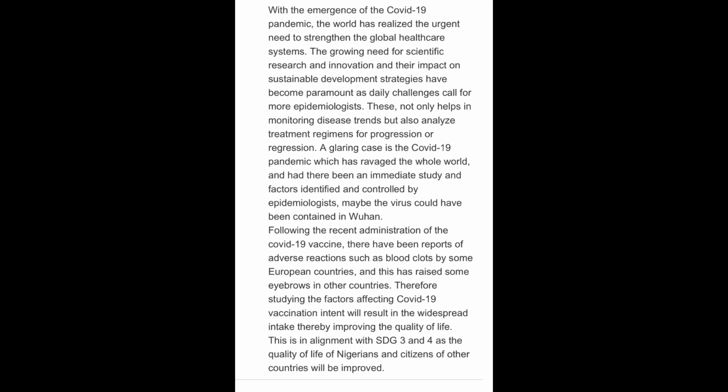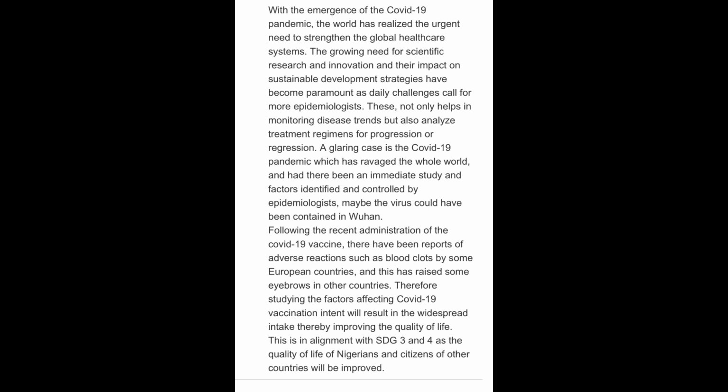If you read my first paragraph here, I have said, with the emergence of the COVID-19 pandemic, the world has realized the urgent need to strengthen the global healthcare systems. Now, what you see here is that I have introduced the theme of my own area of study. By now, you should know that Commonwealth Shared Scholarships have themes. So my own theme is strengthening healthcare systems. So I just introduced that.